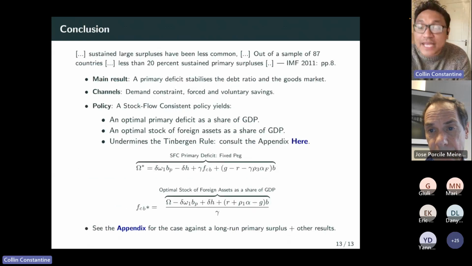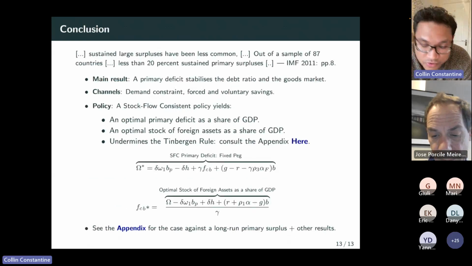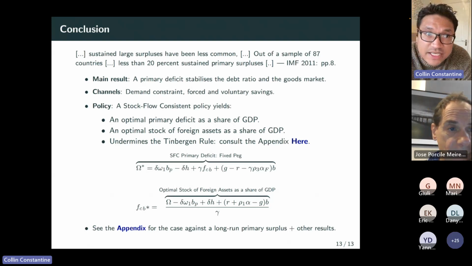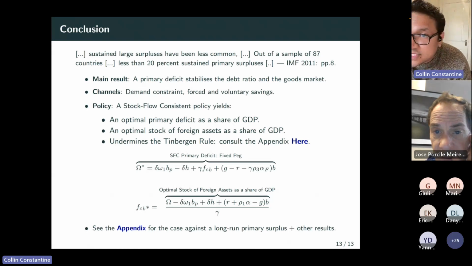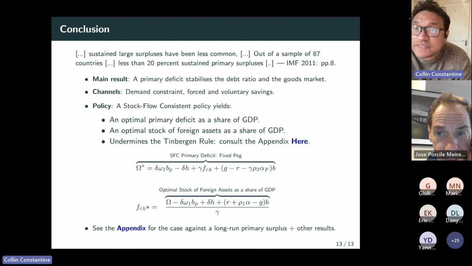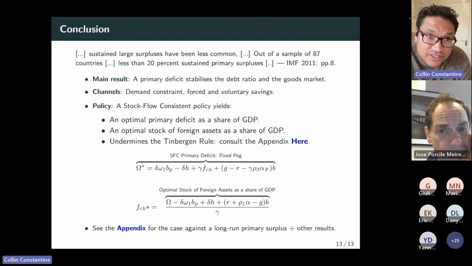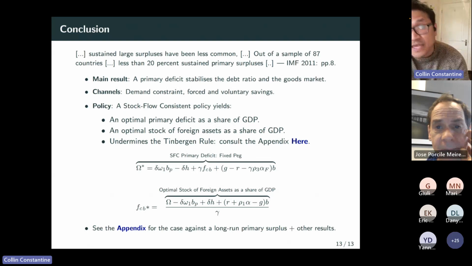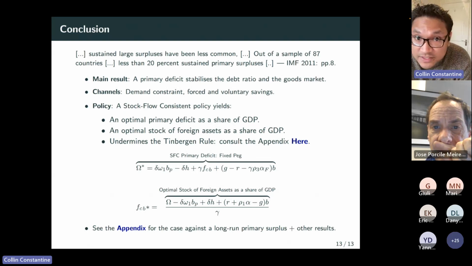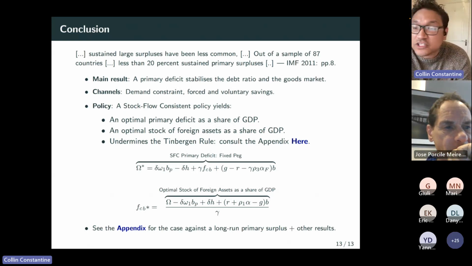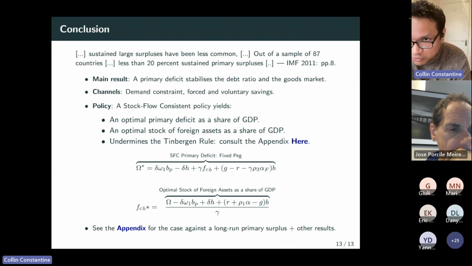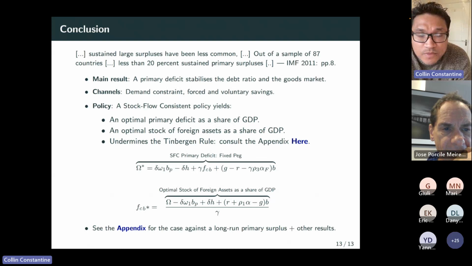All right, so I like this quote. It's from an IMF paper, a fairly recent one, 2011. Sustained large surpluses have been less common. Out of a sample of 87 countries, less than 20% sustained primary surpluses. And I can tell you that the less than 20% that sustained primary surpluses are all commodity rich. So either major gold exporters or major oil exporters. We just don't observe in the data sustained surpluses.